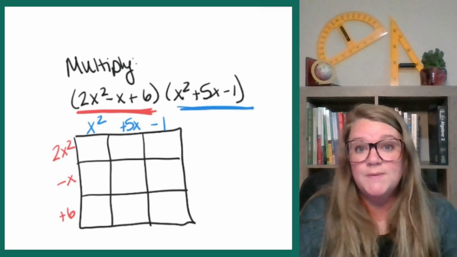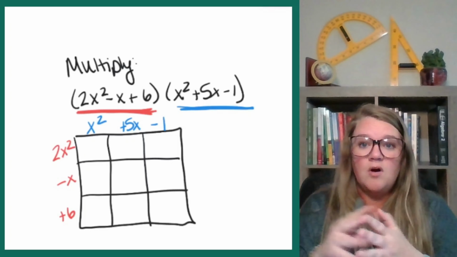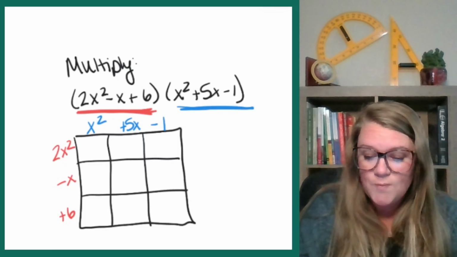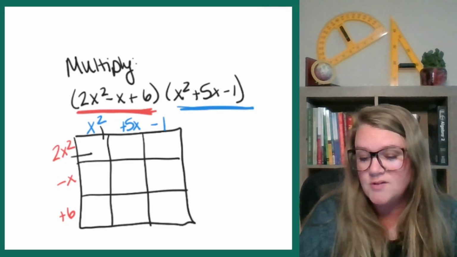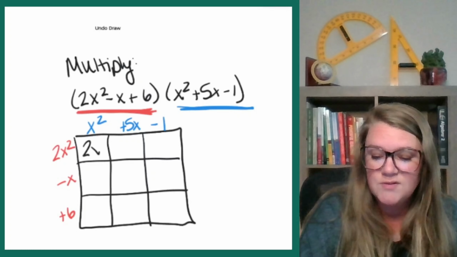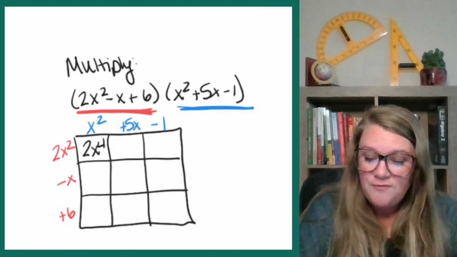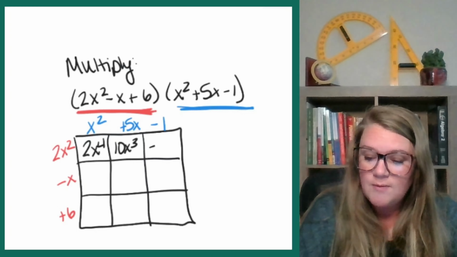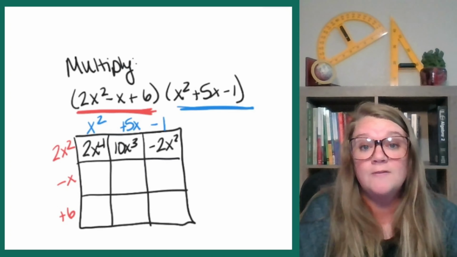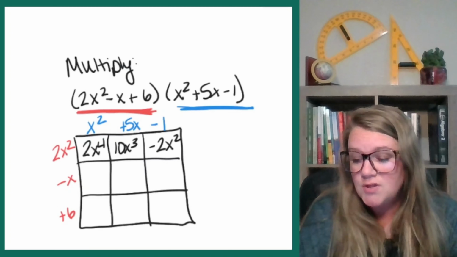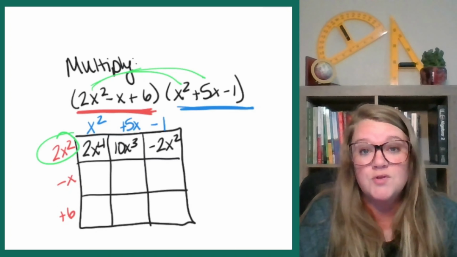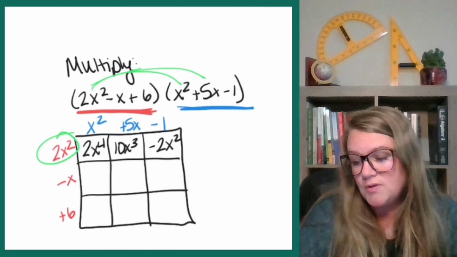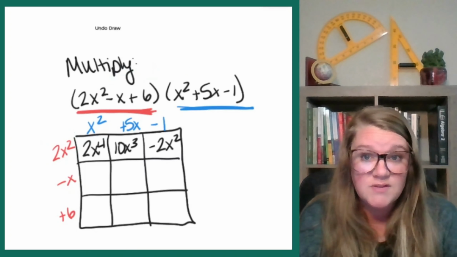And now I'm going to do my multiplication. I'm going to multiply the rows and the columns that line up for each of those boxes. So my top left-hand one is taking x squared times 2x squared. X squared times 2x squared will give me a 2x to the 4th. Next one, 5x times 2x squared is 10x to the 3rd. And the last one, negative 1 times 2x squared is negative 2x squared. That's my top row. Again, essentially what I did was I took 2x squared and I multiplied it by all 3 of those terms in the second one. So this is just distributing. It's just organizing it in a box instead.